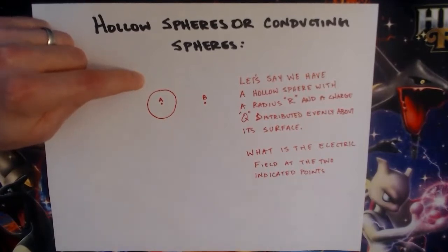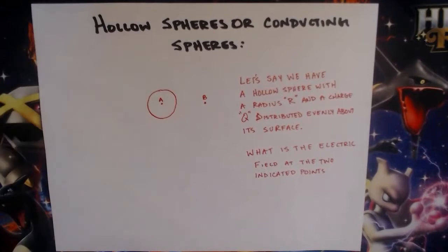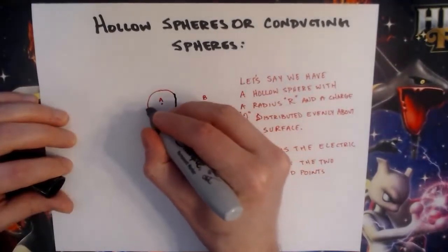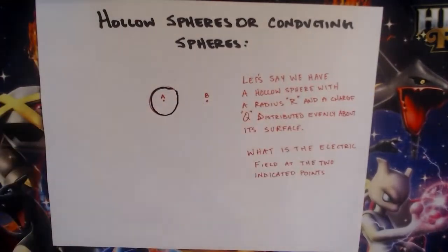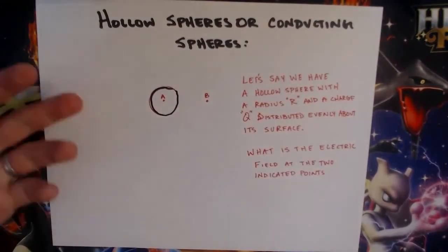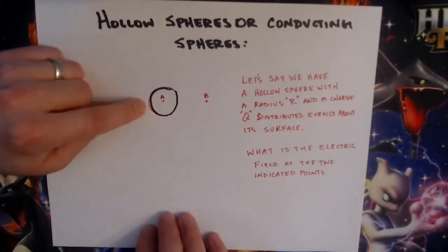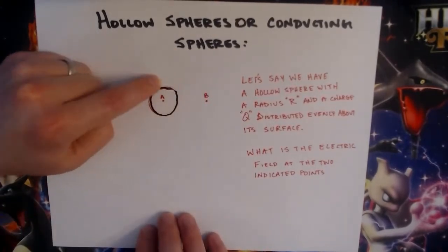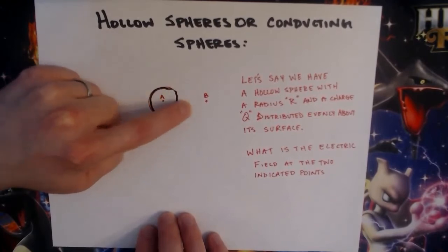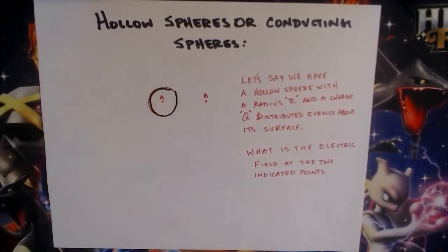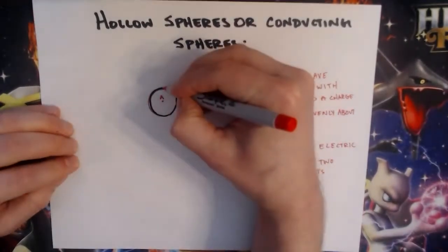So what we would want to be aware of is all of the charge for this problem is located here on the outside. Now this is a two-dimensional representation of a sphere, so it's just a circle, but imagine it's 3 dimensions. And we would say that all of the Q is located here. We could start drawing some electric field lines, and those electric field lines would be radiating outward.